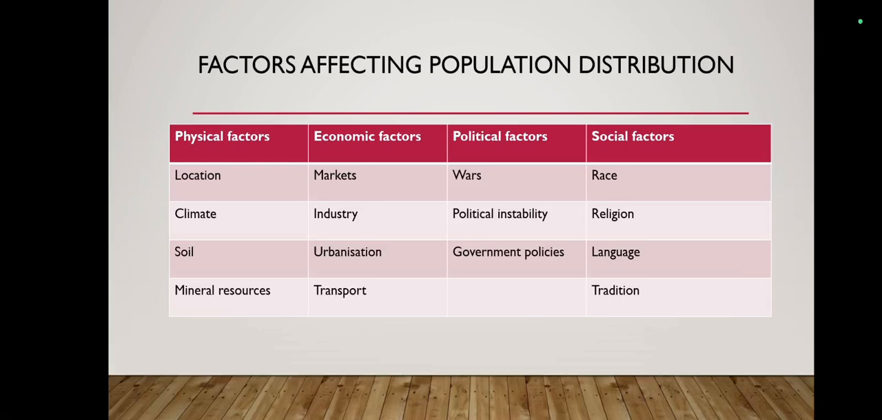Fourth is mineral resources. Regions with abundant mineral deposits attract more residents. In India, Chota Nagpur Plateau in Jharkhand and nearby areas of Odisha have a high population due to extensive mineral resources. Now moving to economic factors.